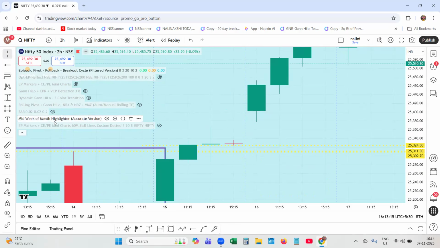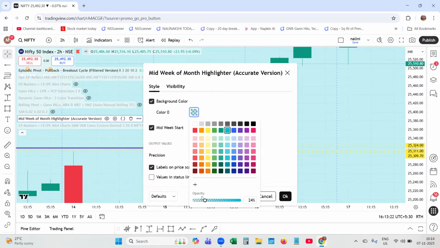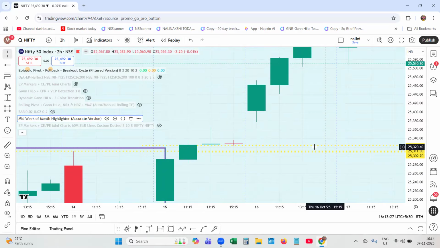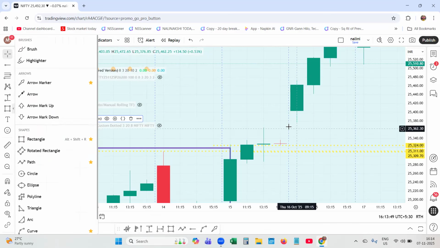Let me make the midweek of the month highlighter a little bit lighter so that you can see the small doji. I am on the 2-hourly candle. After 1:15, the last 2-hour candle was formed like a doji. And the next day, it was a gap up.